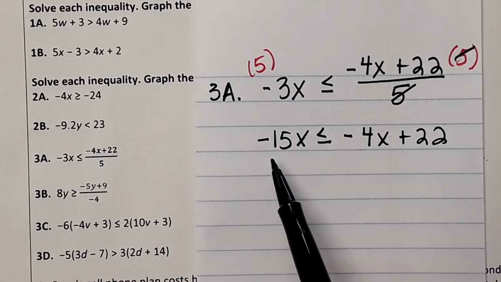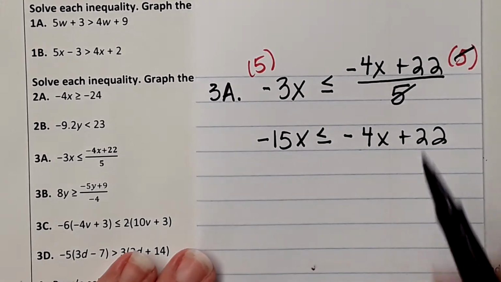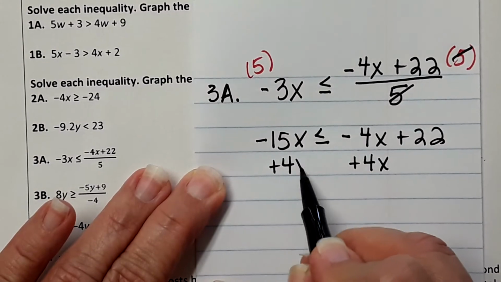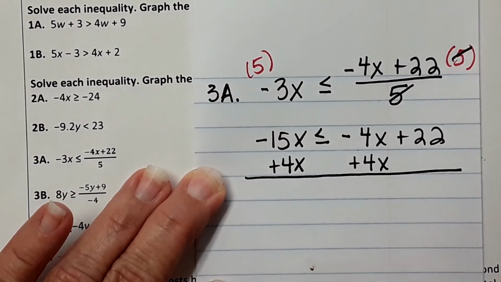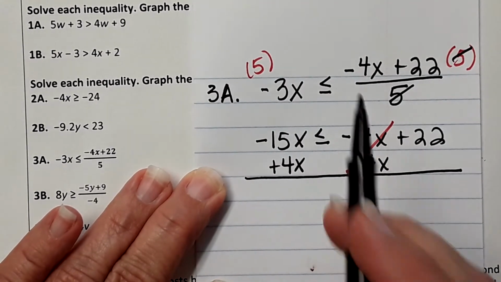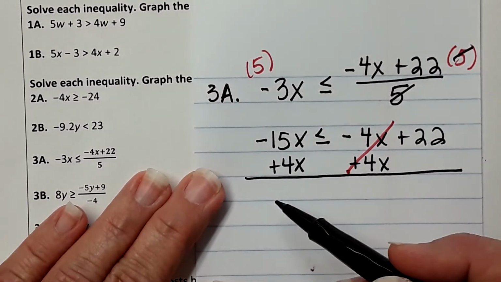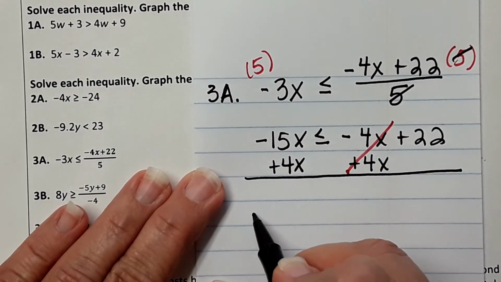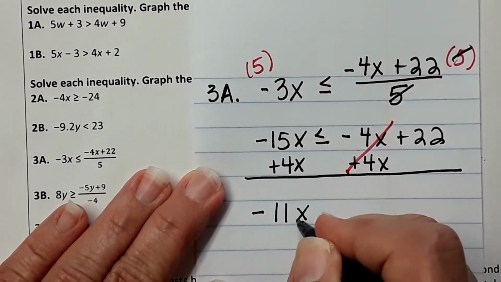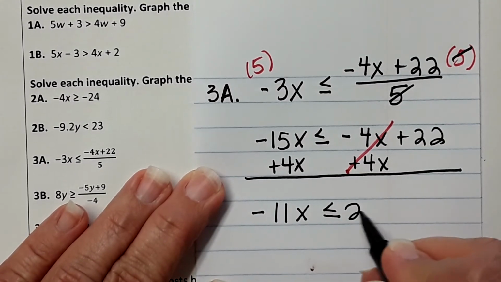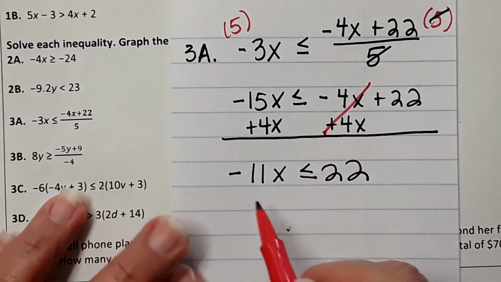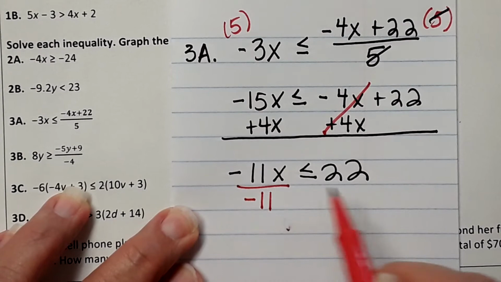Since this -15x is already by itself, I'm going to add 4x to both sides. These cancel out. -15x plus 4x. It's a negative plus a positive, and I have more negatives, so I'm going to subtract. 15 minus 4 is 11. I make it negative, and it equals 22. Now I'm back to that one-step problem where I'm going to divide by -11.